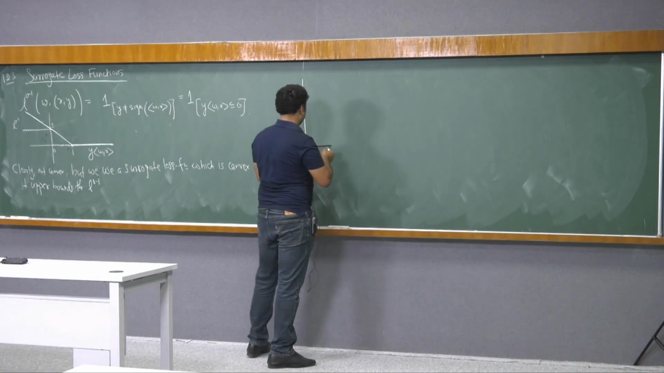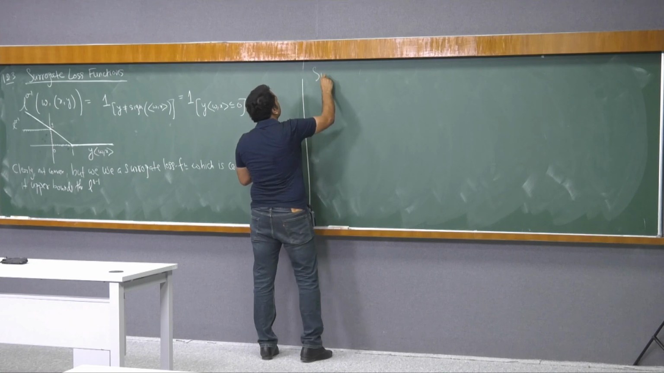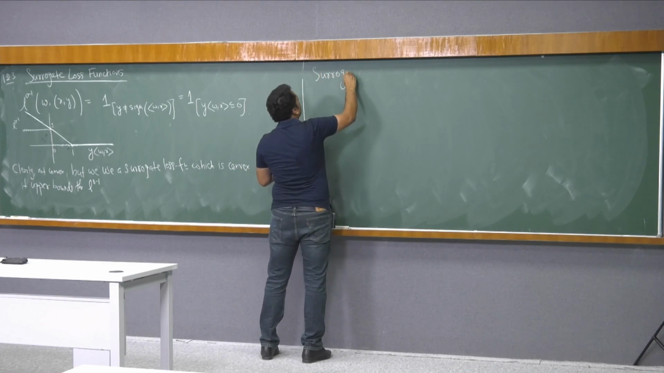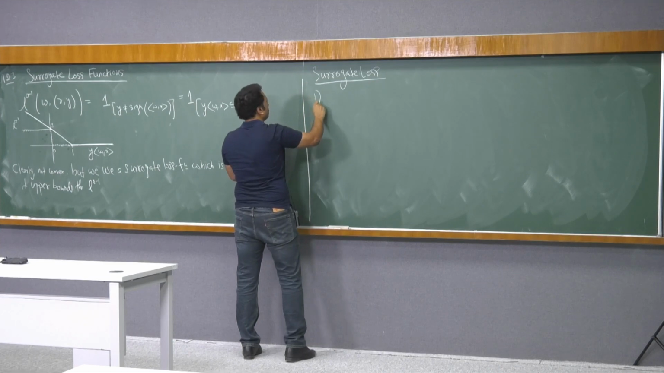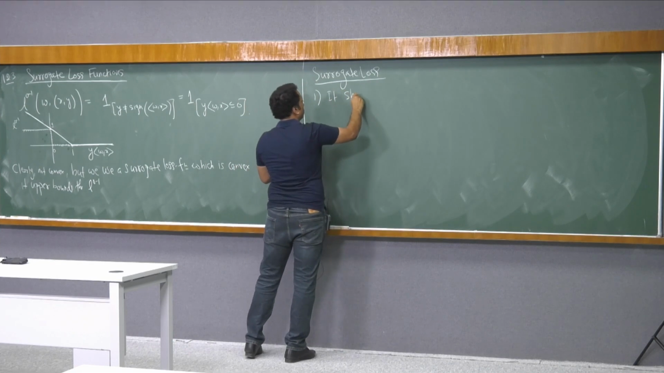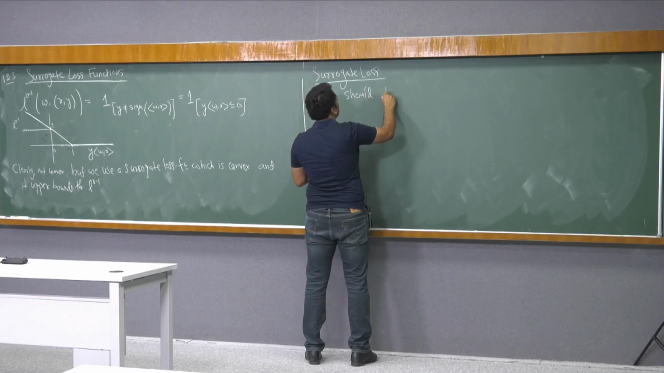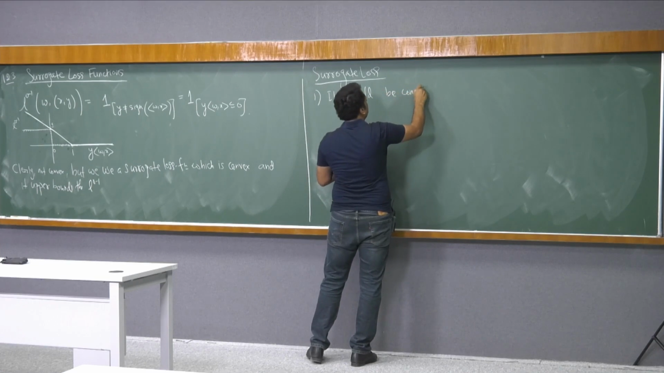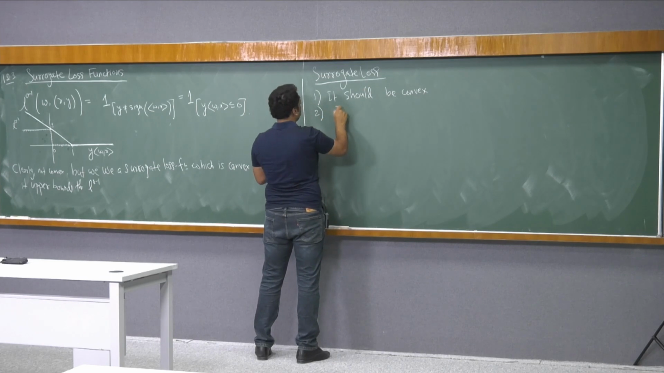So in general, we define a surrogate loss separately. It should be convex, just that we identify that this is the generic way to define it, it should be convex, and it should upper bound.